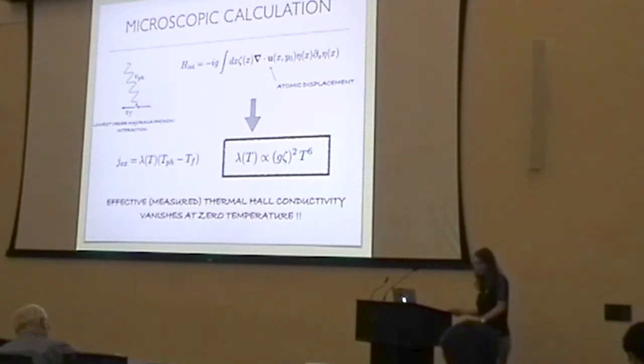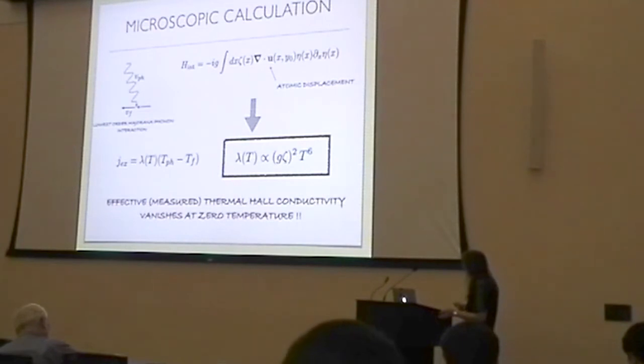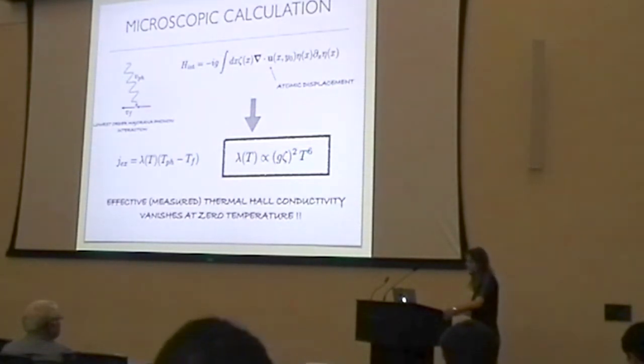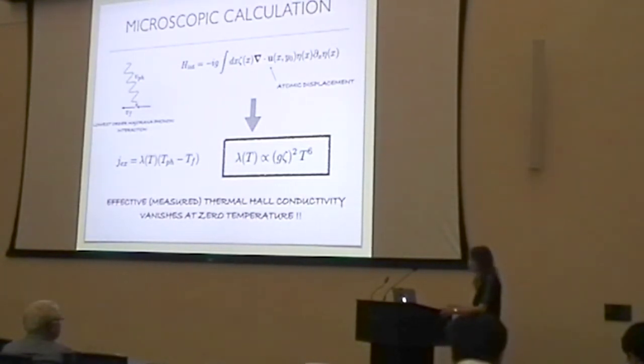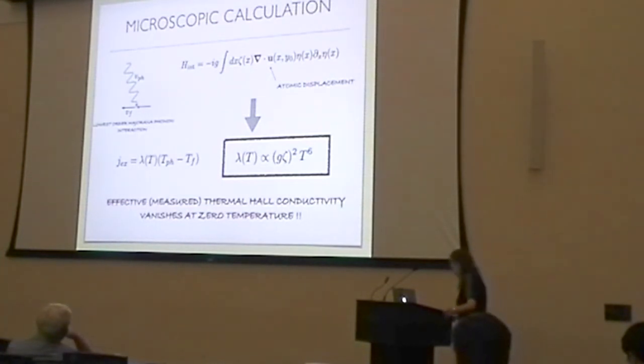of the energy. We can do a microscopic calculation to evaluate what the size of the coupling is, and what one finds is that this coupling lambda actually is a very high power, T to the sixth, of the temperature. This is due to very stringent phase space constraints on the energy conservation. So what one takes away from this is that the effective measured thermal Hall conductivity vanishes at zero temperature, which means that as you lower the temperature, the quantization breaks down.